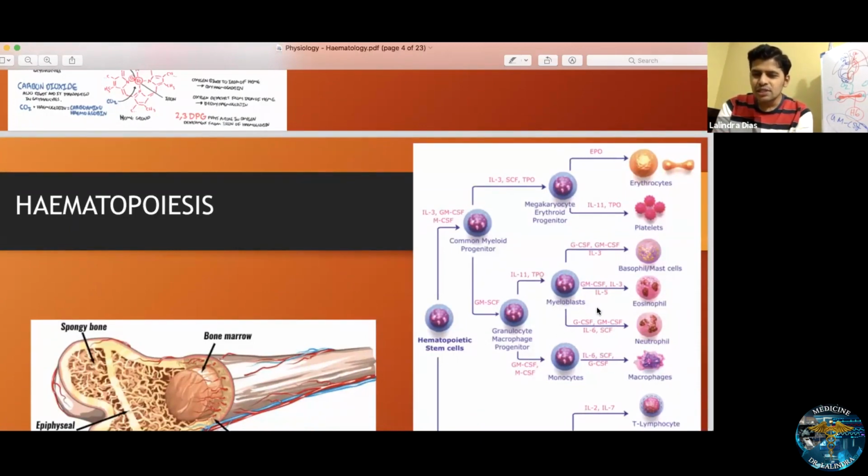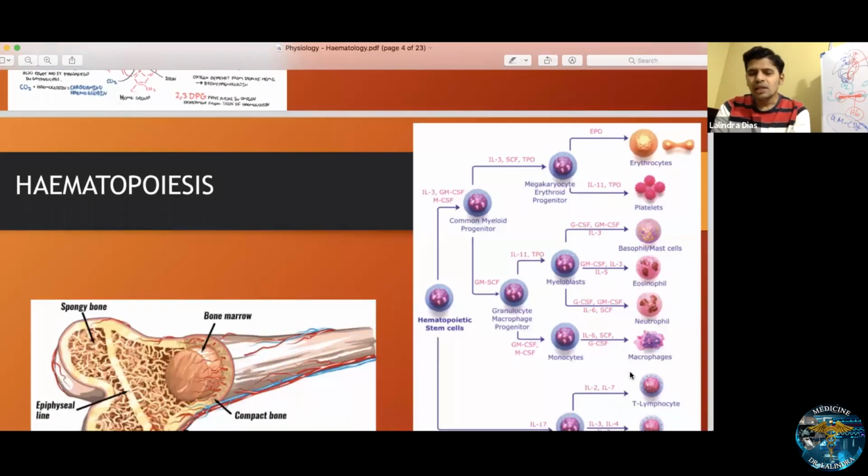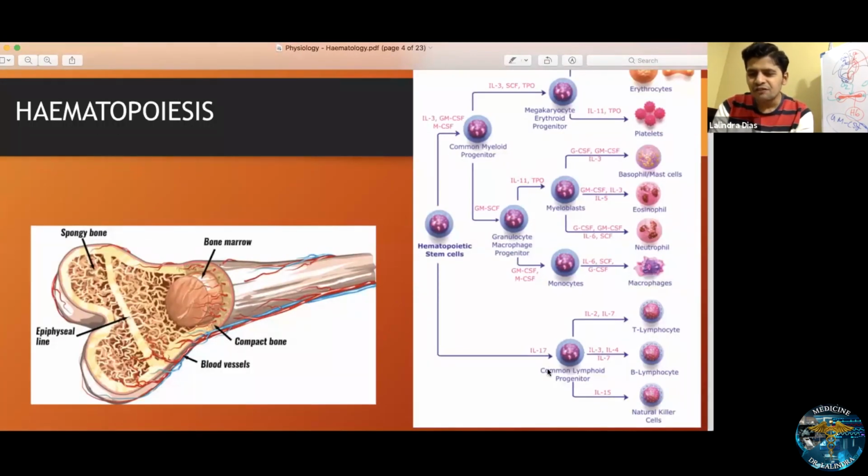Then, guys, so these myeloblasts, the other series is monocytes. And the monocytes differentiate into what is called macrophages. The lymphoid series, guys, these are the lymphoid series. So the lymphoid progenitor cell will divide into T lymphocytes and B lymphocytes and also natural killer cells.